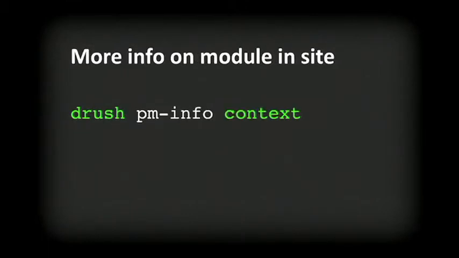So you can get information about a particular module that you've installed on your site. If you go drush pm-info and then the module name, it will give you information about the version, etc., some details about a module that's on your site.